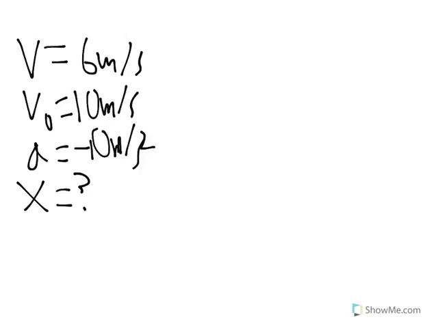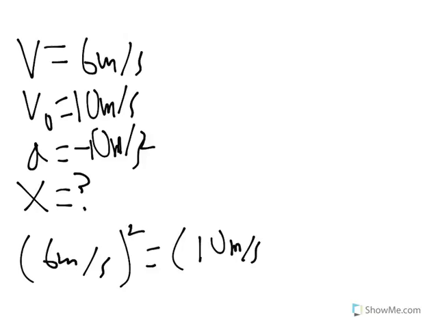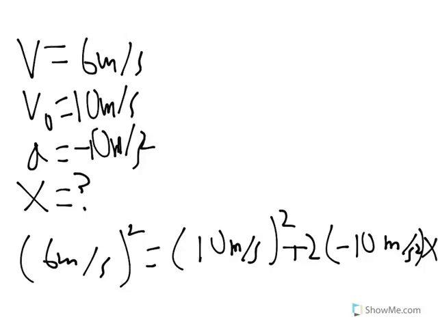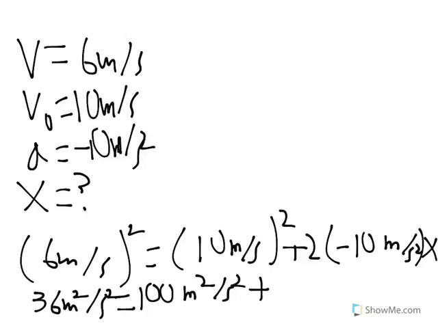So now we plug in. V squared is 6 meters per second, quantity squared, equals 10 meters per second, quantity squared, plus 2 times negative 10 meters per second squared times x. So now we have to do the math. This is 36 meters squared per second squared equals 100 meters squared per second squared plus negative 20 meters per second squared times x. So now we can do some subtraction.